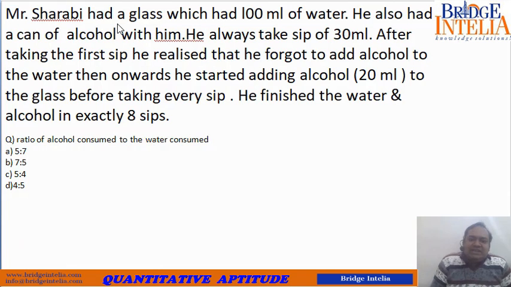After taking the first sip, he realized that he forgot to add alcohol to the water. Then onwards, he started adding 20 ml of alcohol to the glass before taking every sip. He finished the water and alcohol in exactly 8 sips. So the ratio of alcohol consumed to the water consumed is equal to how much?